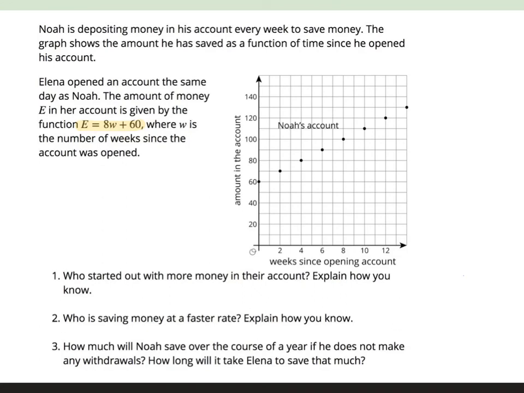Okay, who started out with more money in their account, and explain how you know? They started out with the same amount. Elena and her equation, you can see right there is 60, and Noah's y-intercept is 60.